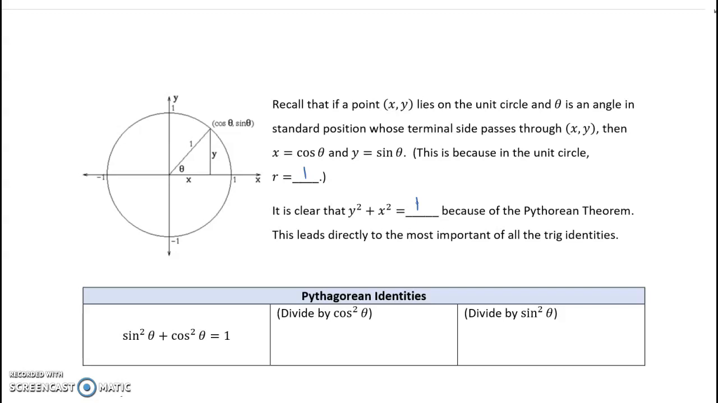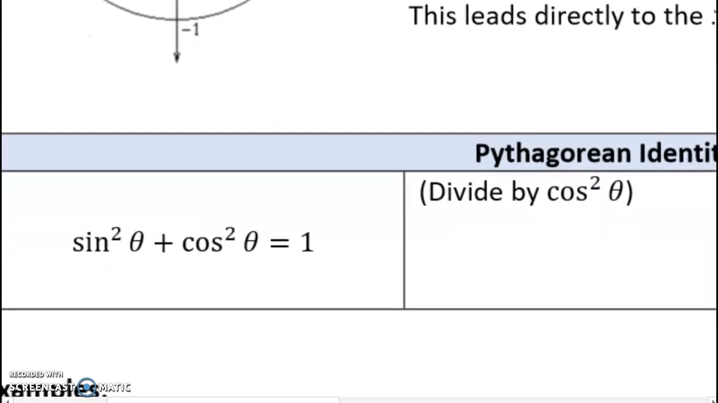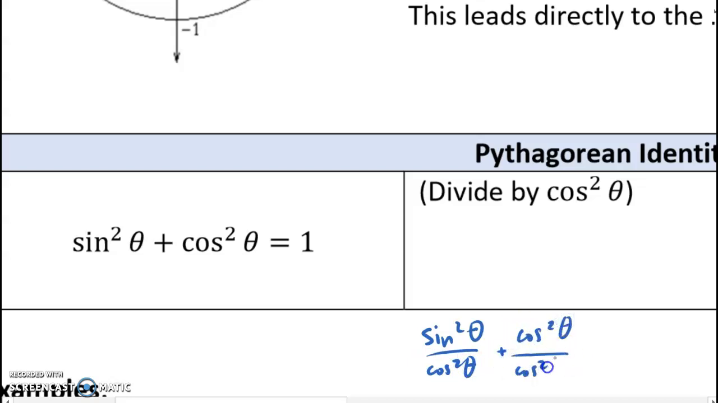Now, there are a few different versions of it. The one that you see right here in the table is the most common one, but if we take that one and we divide everything by the cosine squared of theta, we're allowed to do that because it's an equation, right? We can divide the sine squared of theta by the cosine squared of theta, and also the cosine squared of theta by the cosine squared of theta, as long as we divide the 1 on the other side of the equation by the cosine squared of theta.